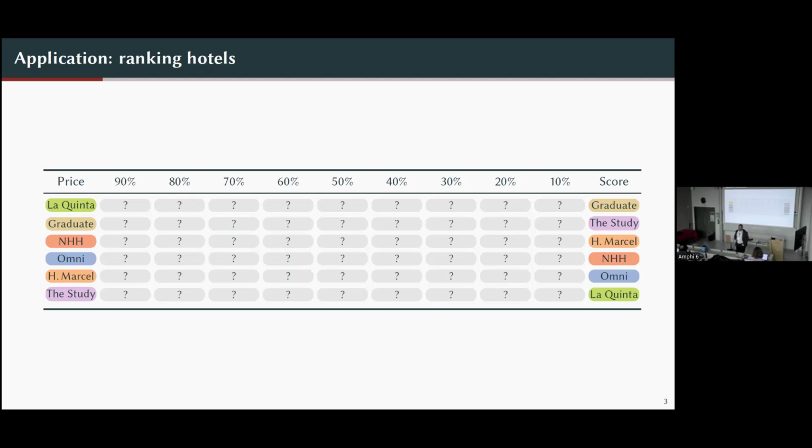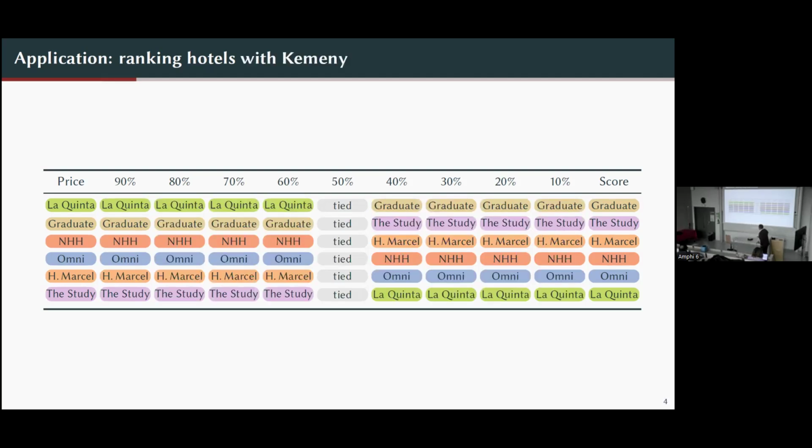So it's actually quite simple. This is the outcome. Whenever the percentage is above 50% for price, it will just copy exactly the price ranking. And if it's less than 50%, so more than 50% for the score, it will just exactly copy the score ranking. And the only interesting case is the 50% case, where there's a kind of tie between the two extremes, but it's only at exactly 50-50.